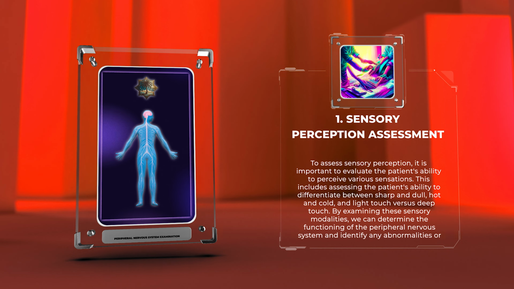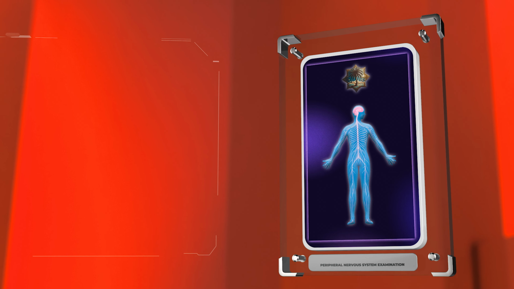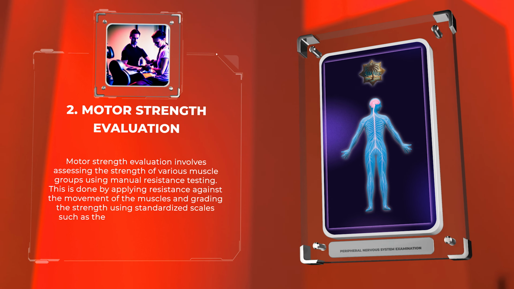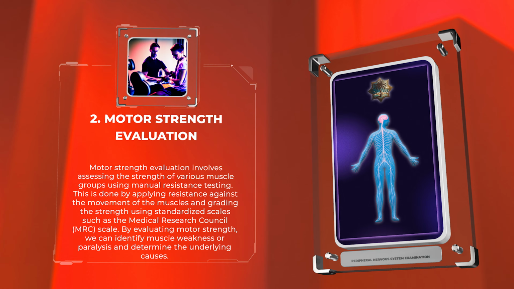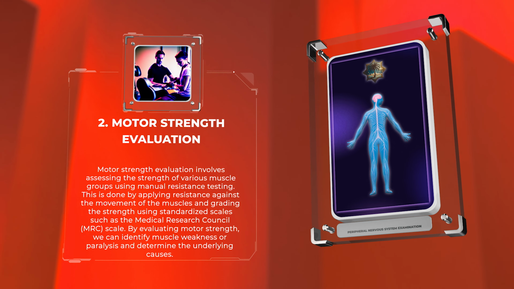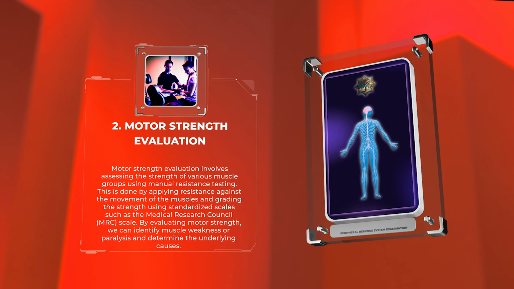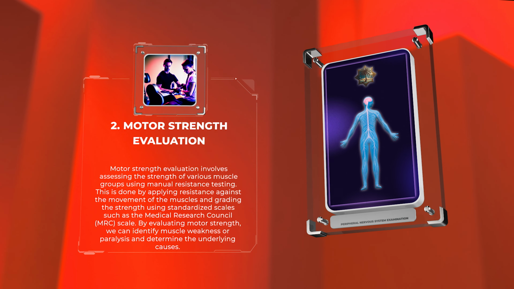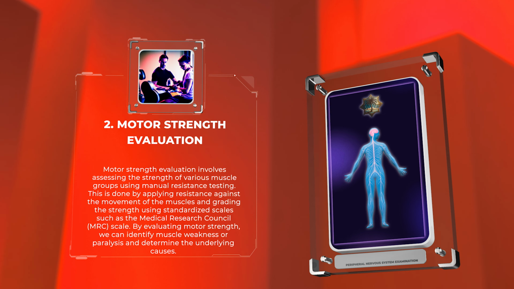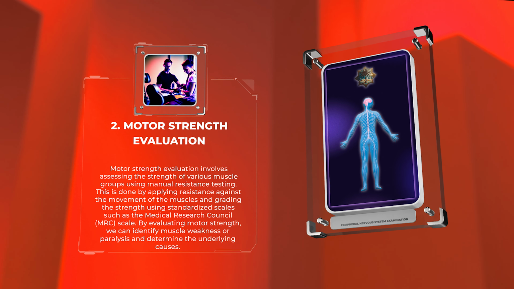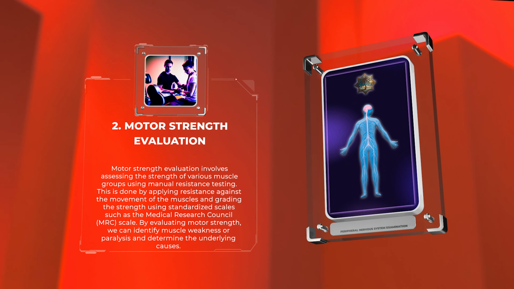or deficits. Motor strength evaluation involves assessing the strength of various muscle groups using manual resistance testing. This is done by applying resistance against the movement of the muscles and grading the strength using standardized scales such as the Medical Research Council (MRC) scale. By evaluating motor strength, we can identify muscle weakness or paralysis and determine the underlying causes.